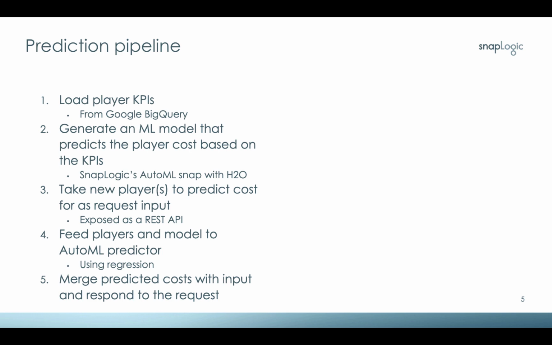Now, when we have a result of the prediction, so what is, according to the model, the predicted cost for a certain player, we're going to merge that with the actual input that we had going into the model and respond back to the request. So the result of this pipeline will generate essentially a JSON document or JSON array with all the players that were sent in the input, but for every player there will also now be a new JSON key, which is of course the predicted price for that player.